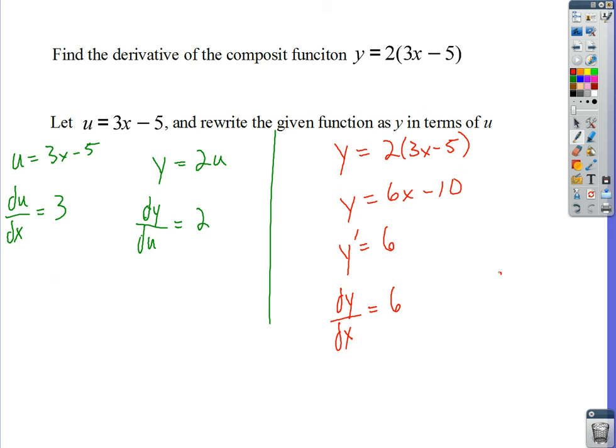So let's write this out here. I have the derivative of u with respect to x times the derivative of y with respect to u, which is equal to 3 times 2, which is equal to 6. Aha. Okay, great. So you might have remembered when I told you way back when, that whole du dx, remember, never, ever, ever means divide. Unless it's convenient. Do you see why it might be convenient now?